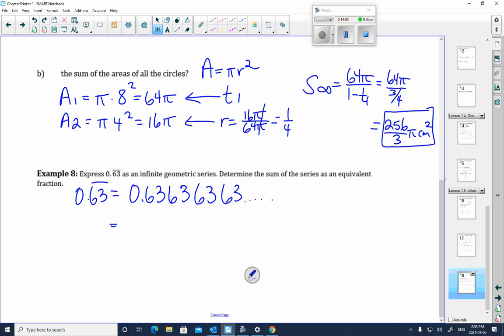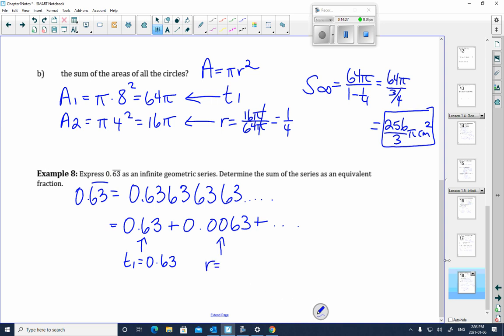Which means it is 0.63 plus 0.0063 plus yada, yada, yada. So my first term would be 0.63. My second term gives me the common ratio, which would be 0.0063 divided by 0.63, which gives me 0.01.